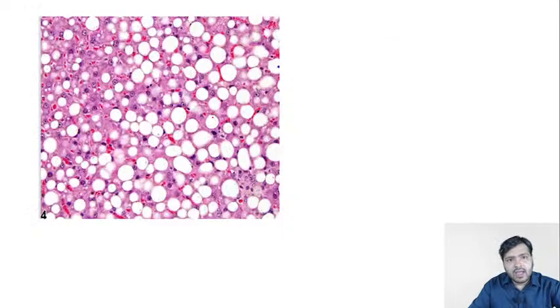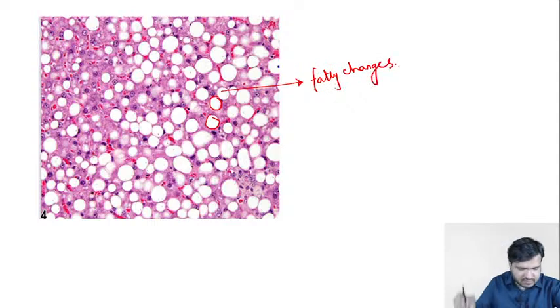Apart from that, guys, the clear vacuoles are just an indication. You already know that this is the fatty changes, which you can very well appreciate in this particular image.